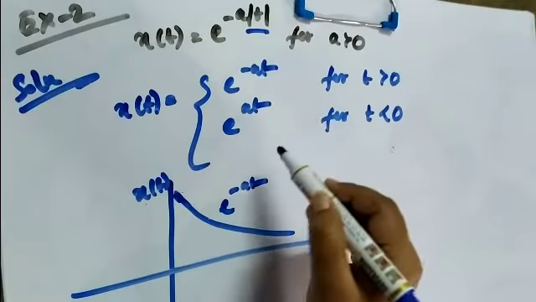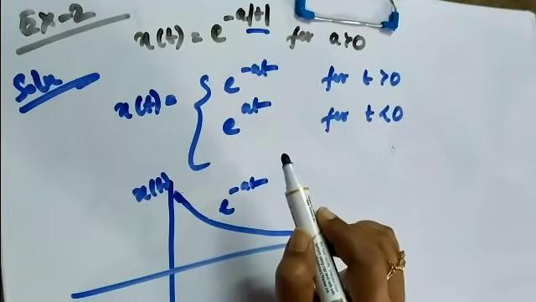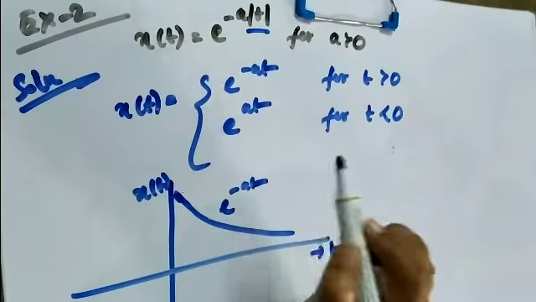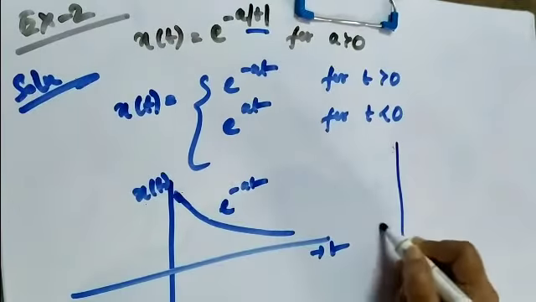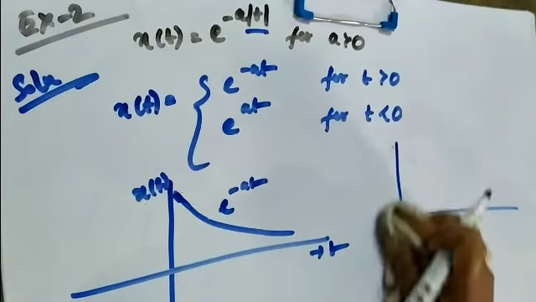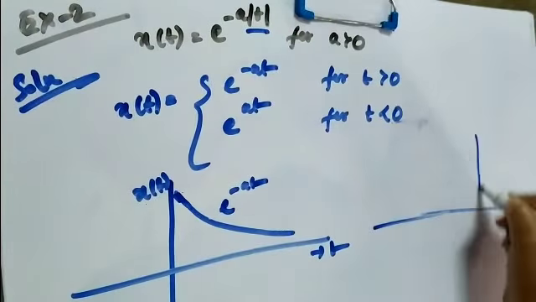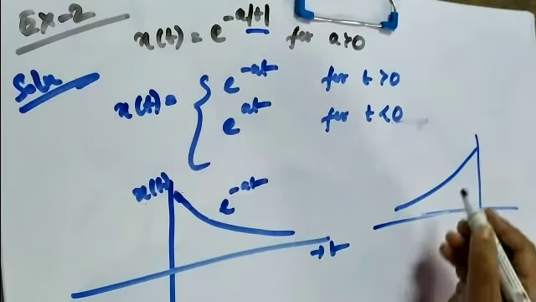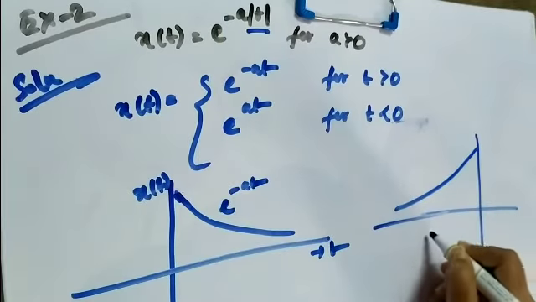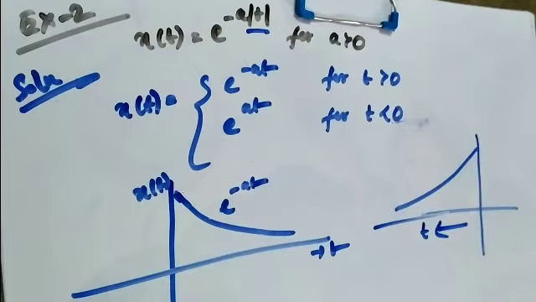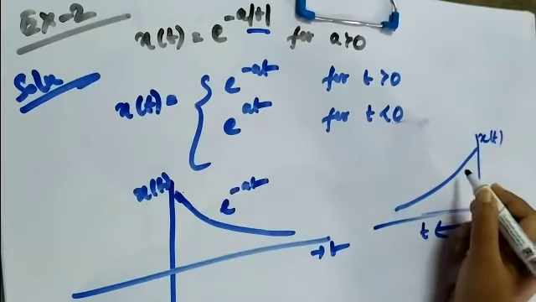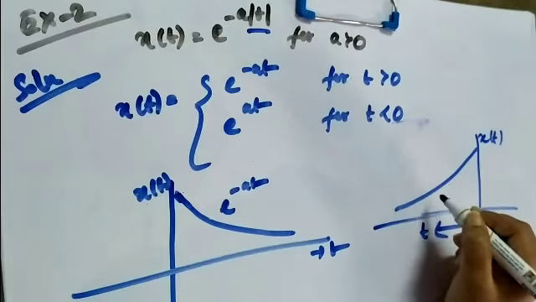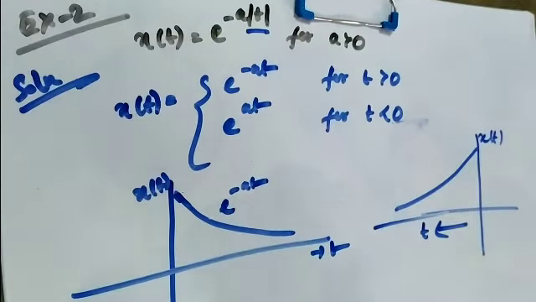Similarly, for x(t) equals e to the power at, the equation will be a rising exponential signal, and the plot will look like this. As the t value is decreasing, the signal looks like this. It is an increasing exponential. So, these two plots will be drawn this way.